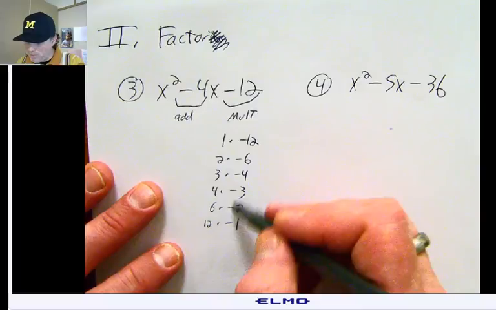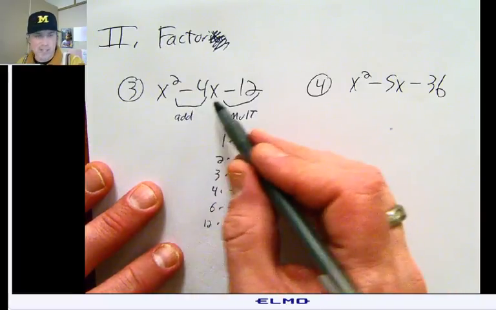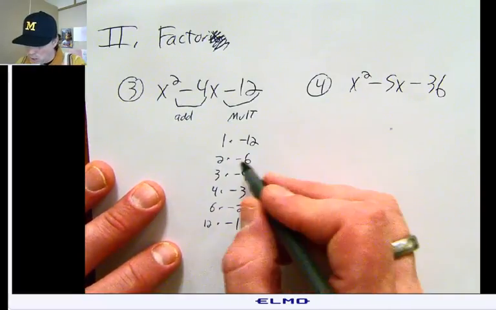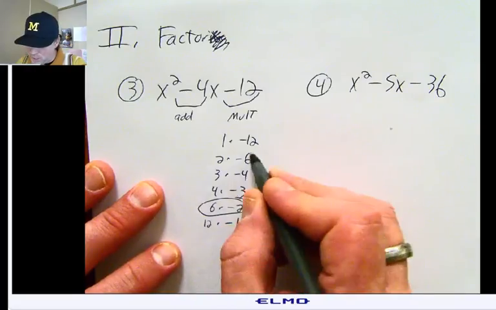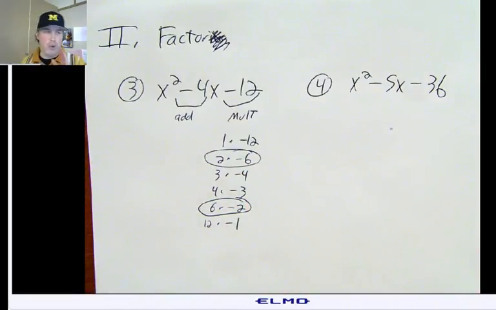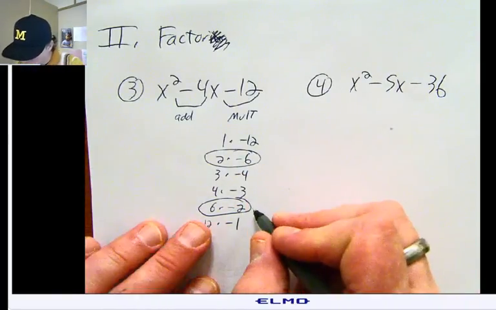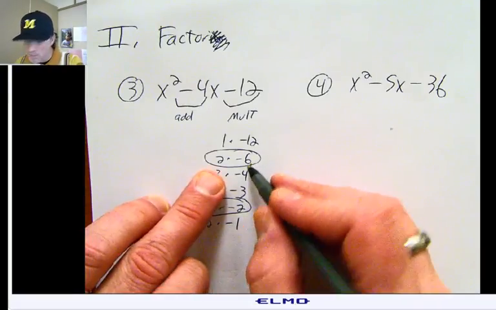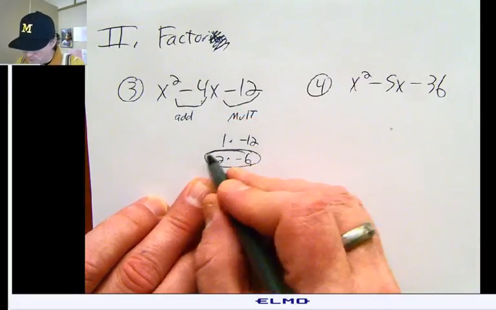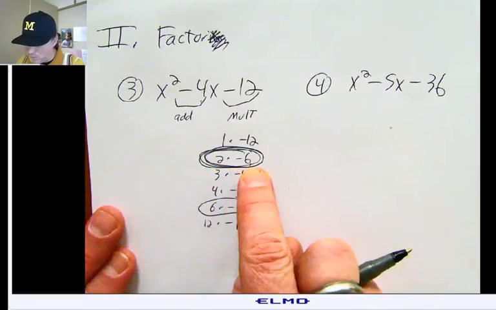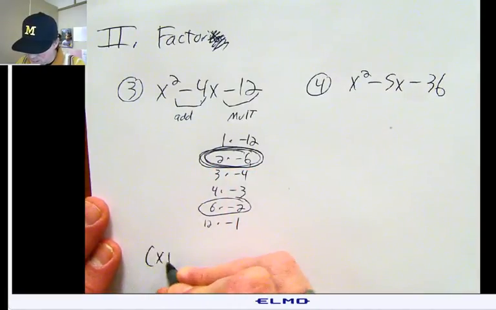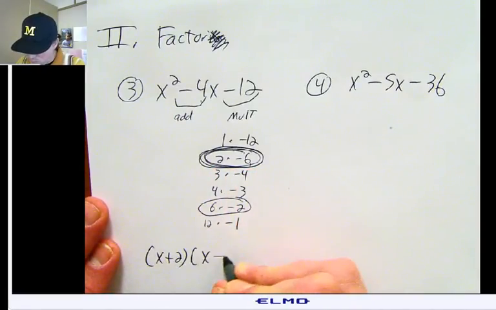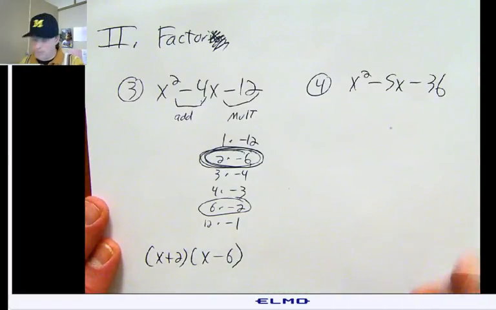And then if you just see what these all add up to, we're looking for the one that adds up to negative 4. Well, I noticed this one and this one both add up to a 4, but these ones add up to positive 4. These ones add up to negative 4, so these are the ones that we're looking for. And it's a positive 2 and a negative 6, so x plus 2 and x minus 6, and that's our answer.